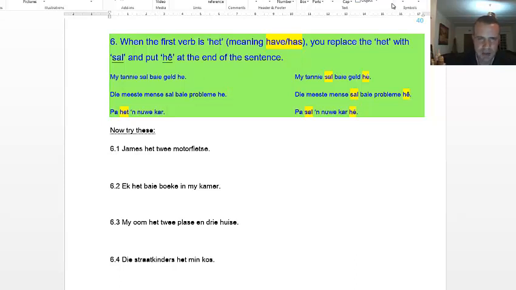Pa het 'n nuwe car. Dad has a new car. Okay, you see the het, you go, what's this now? Is this past tense? No. Pa has a new car. Okay, he will have a new car. Put a sal in there, and you put a hê at the end of the sentence.